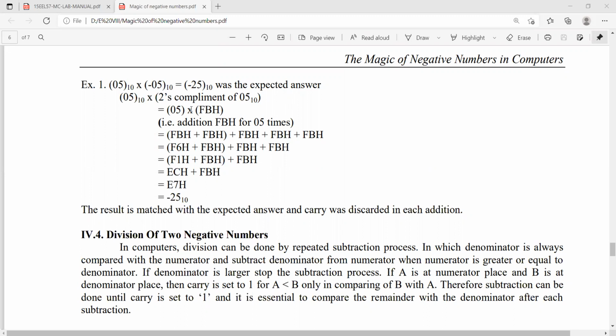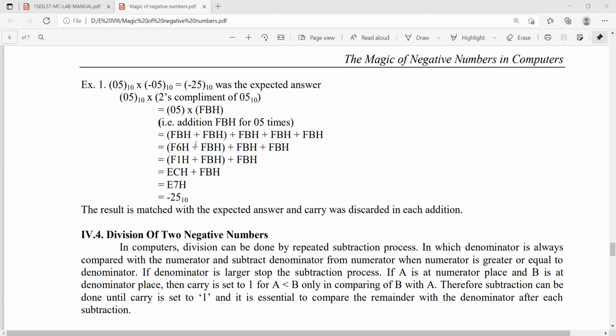So the result after multiplication is the lower byte of the product and the higher byte of the product. The lower byte is always in the accumulator, and the higher byte is in the B register. So the process will be carried out like this.